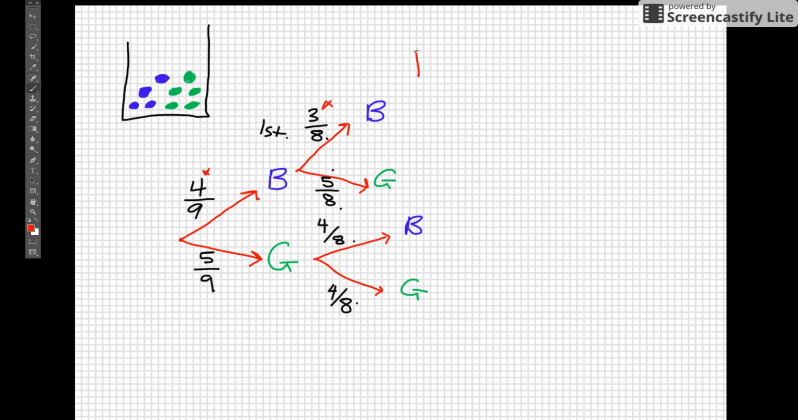So the probability of 2 blue marbles equals 4 out of 9. So that's our first blue marble, times 3 out of 8. That's our second blue marble. Which then equals 4 times 3 is 12, and 8 times 9 is 72. So 12 out of 72.